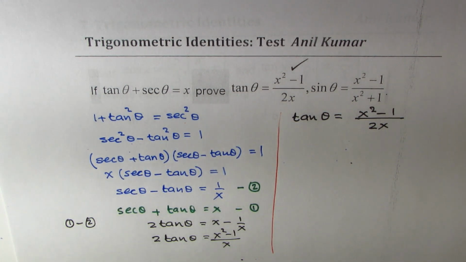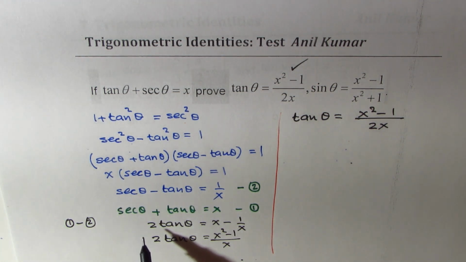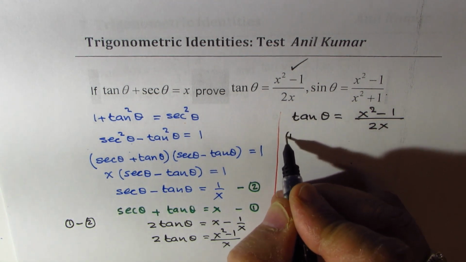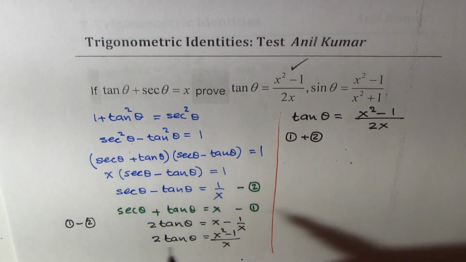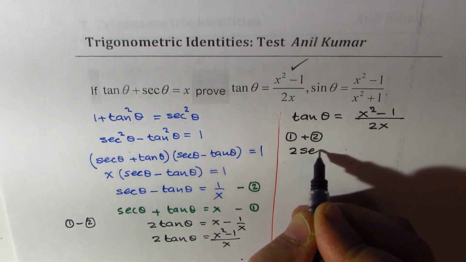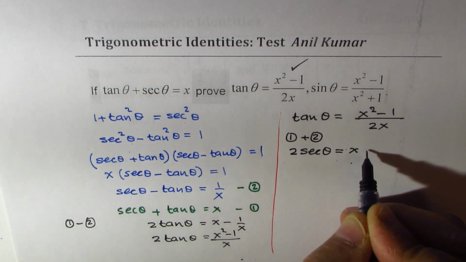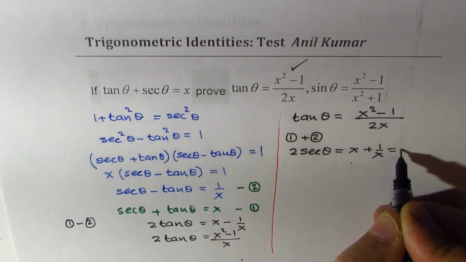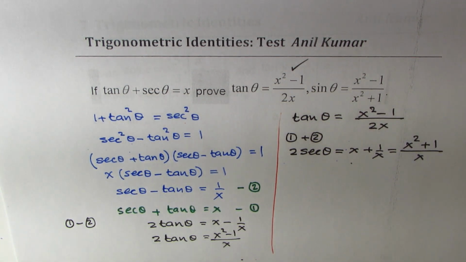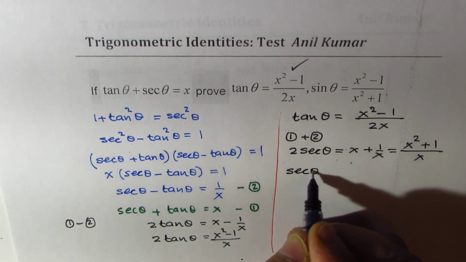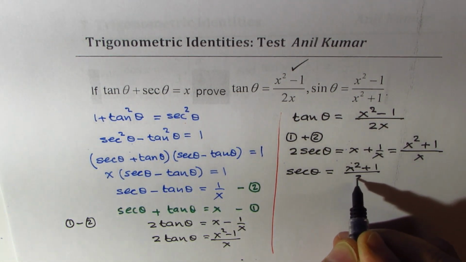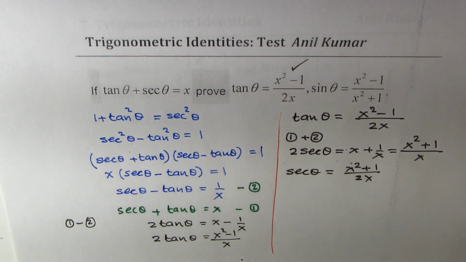Now let me do another thing, which is I will add these two equations. Now if I add equation 1 and equation 2, in that case, what do I get? I get 2 secant theta equals x plus 1 over x, which is x square plus 1 in the numerator. So that means that secant theta is x square plus 1 over 2x. Do you see that part?